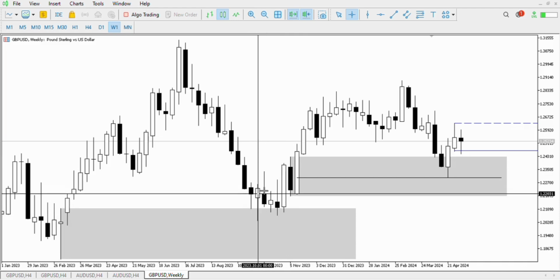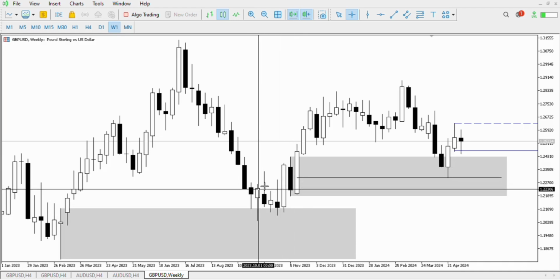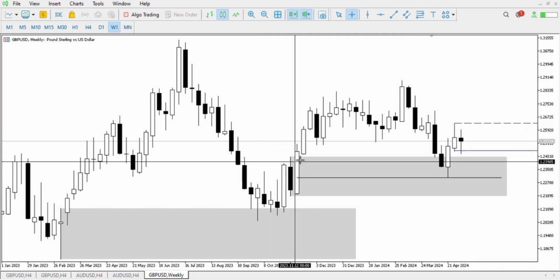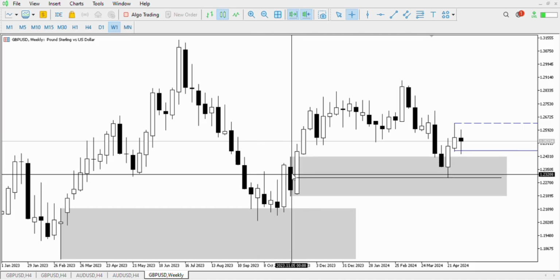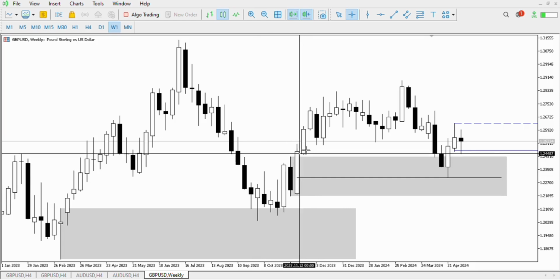But since it has already been mitigated, what we tend to do is we transfer this order block to this area right here. Now, while we're looking at this area right here, it's because of the fact that we have a fair value gap also, as you can see.